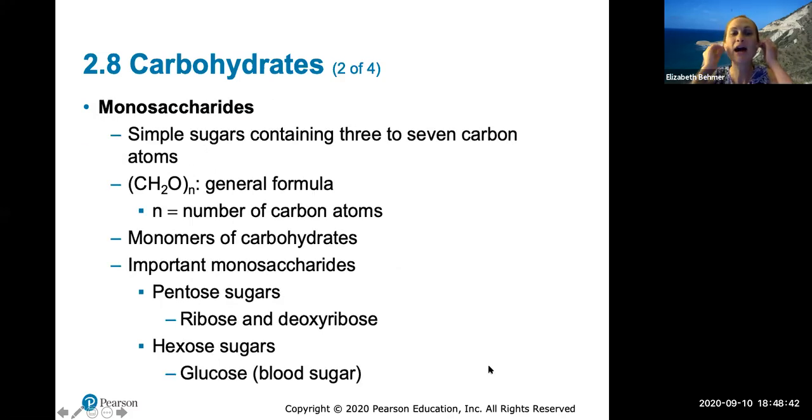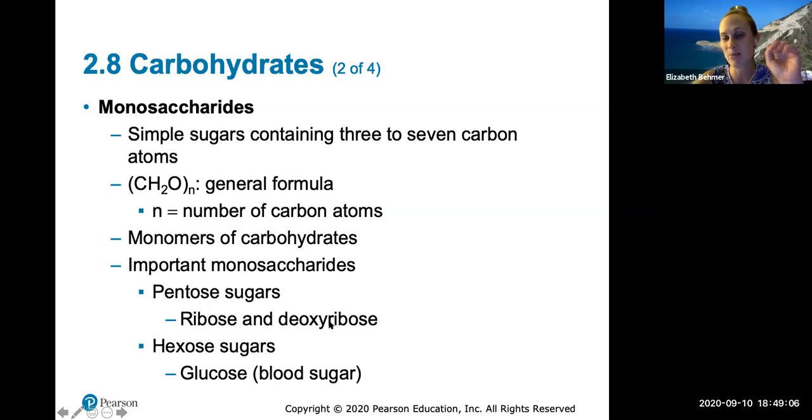A monosaccharide is a simple sugar containing 3 to 7 carbon atoms. The general formula will be carbons, hydrogens, and oxygens, and N will equal the number of carbon atoms. We'll have monomers of carbohydrates, meaning just one. Important monosaccharides are what we call pentose sugars. Pentose, meaning they have 5 carbons in them.